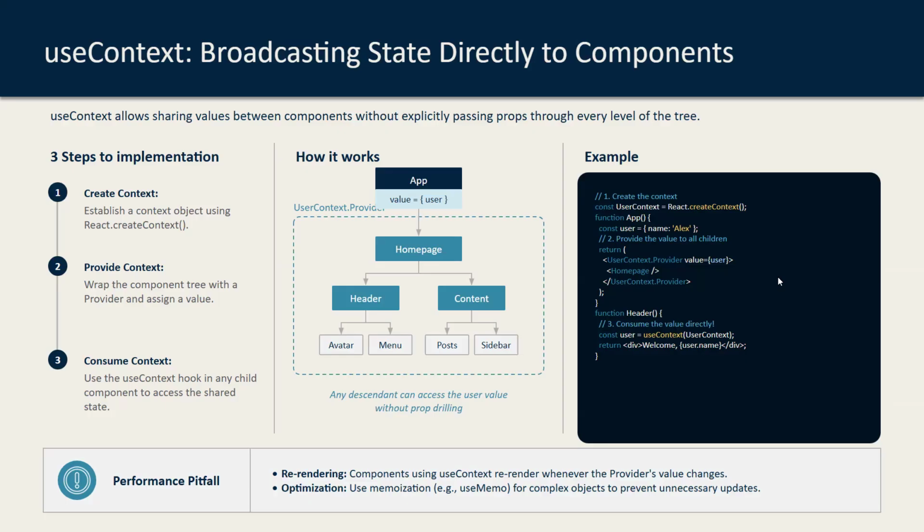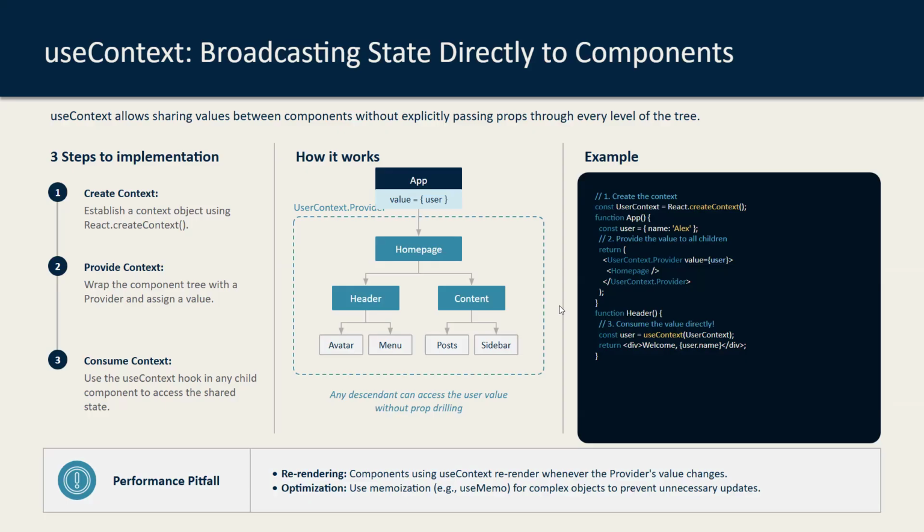And in this code example on the right, this is how you would typically go about implementing the context. We first create the UserContext, and then in the App we wrap the HomePage with the UserContext Provider, and that's where we pass the user value that has been passed from the App component itself. And then finally, inside the Header, we just call the useContext function, which reads the user directly without passing the same data through intermediate components.